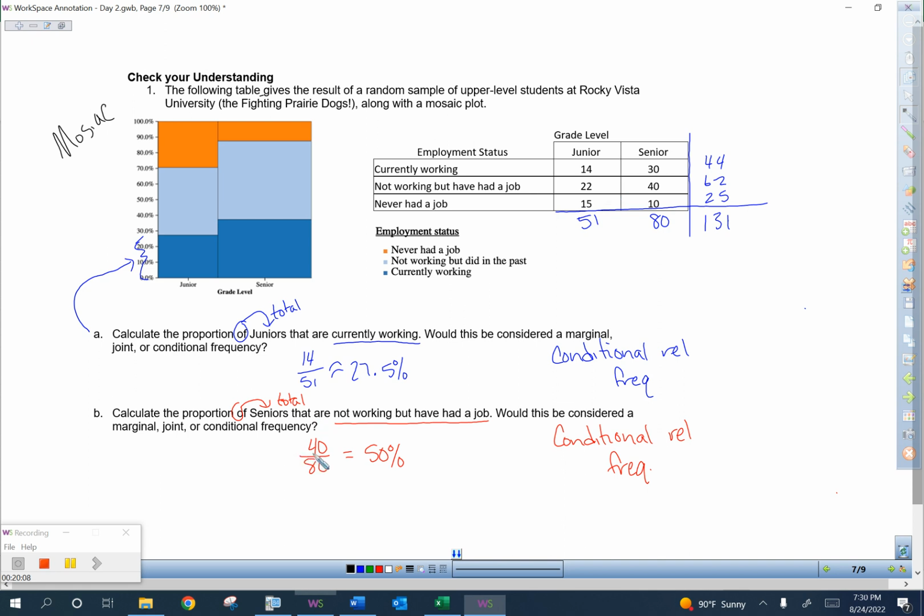The same thing happened on the next one, except we're looking at the seniors, so our total value is 80, and we're focusing on the section not working but have a job, nice 50% there. Okay, both of those were conditional relative frequencies.